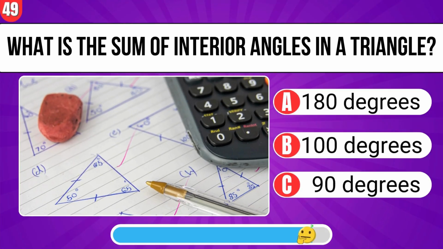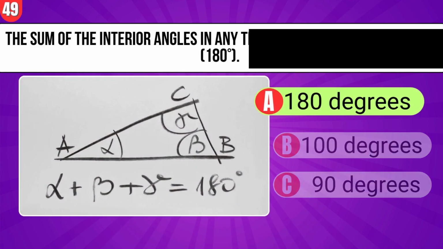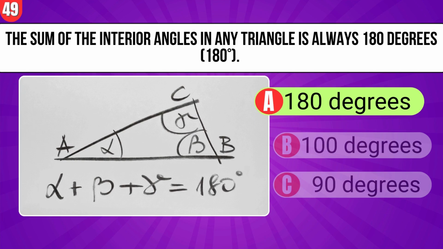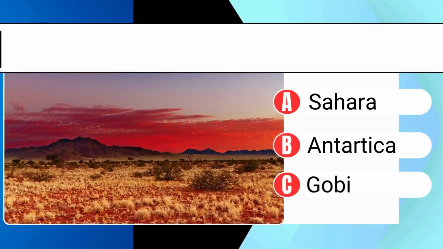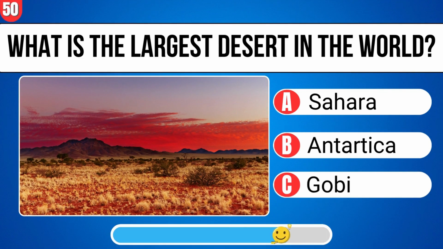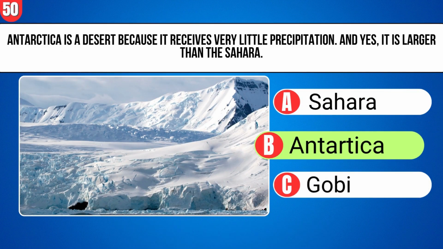What is the sum of interior angles in a triangle? The sum of the interior angles in any triangle is always 180 degrees. What is the largest desert in the world? The largest desert in the world is Antarctica.